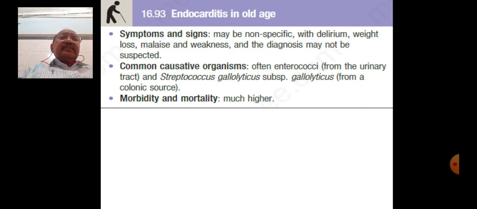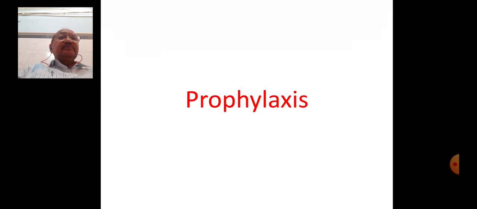Endocarditis in old age, sometimes symptoms and signs are not very specific. Patient just presents with delirium, weight loss, malaise and weakness, and the diagnosis may not be suspected. Common causative organisms in the old age are enterococci from UTI, Streptococcus gallolyticus, a form usually comes from gut. And of course, one has to remember the morbidity and mortality of infective endocarditis in the old age is quite high.